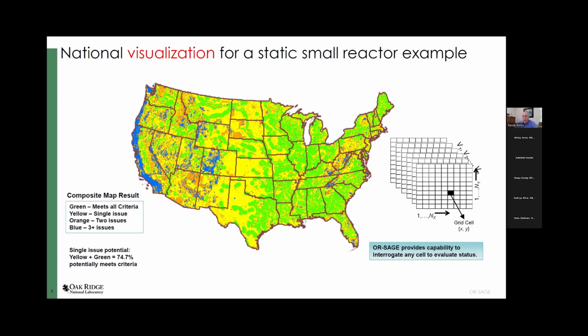So just because something's not green doesn't mean it's not usable. And then the yellow, orange, and blue colors, as the legend indicates, show that one or more cells have been tripped. All that's nice on a national basis, but a more valuable way, I think, is to start zooming in on sites. So next slide, please.